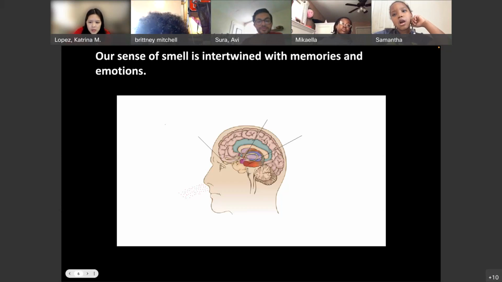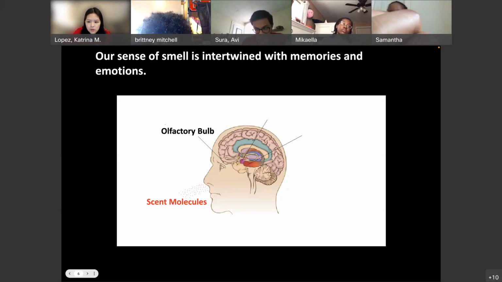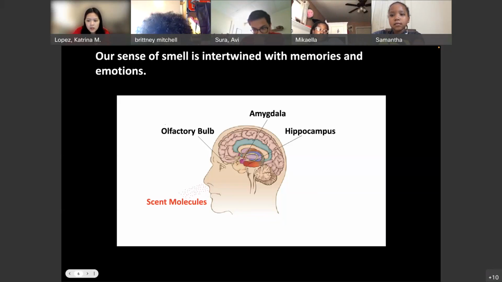Our sense of smell is intertwined with memories and emotions, kind of like that example I brought up and a few of you as well. When scent molecules enter your nose, the olfactory bulb in your brain detects and processes these scent molecules. The olfactory bulb is physically connected to the amygdala and the hippocampus, which play roles in processing emotions and memories in your brain.